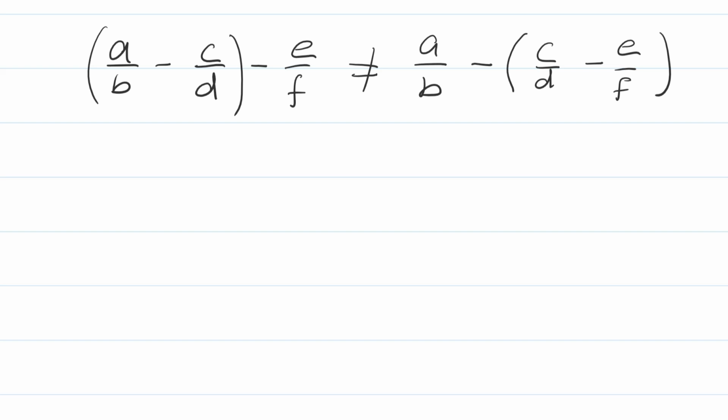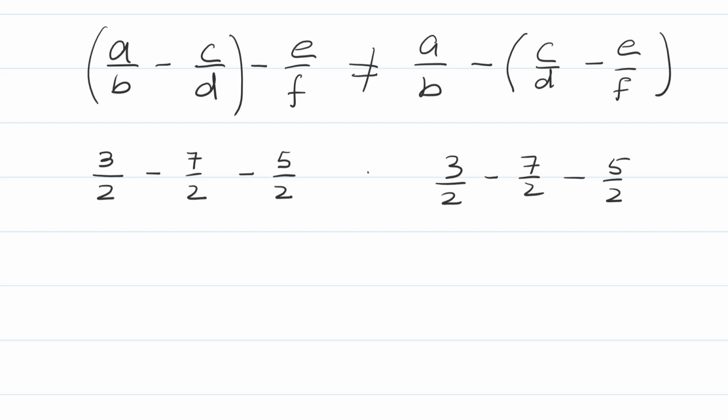Now we'll verify this. 3 by 2 minus 7 by 2 minus 5 by 2, and the RHS. On the left hand side, first we will combine 3 by 2 and 7 by 2, and on the right hand side we will combine 7 by 2 and minus 5 by 2 first.